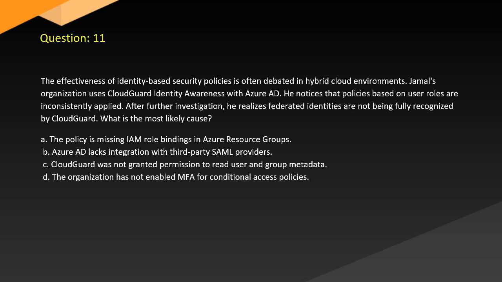A. The policy is missing IAM-role bindings in Azure resource groups. B. Azure AD lacks integration with third-party SAML providers. C. CloudGuard was not granted permission to read user and group metadata. D. The organization has not enabled MFA for conditional access policies.